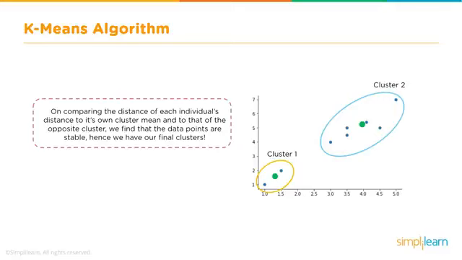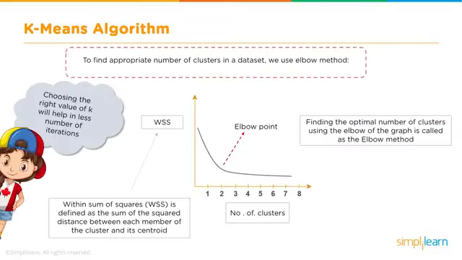Now, if you remember, I brought up a concept earlier on the k-means algorithm. Choosing the right value of k will help in fewer iterations. And to find the appropriate number of clusters in a data set, we use the elbow method. Within sum of squares, WSS, is defined as the sum of the squared distance between each member of the cluster and its centroid. And so what we've done here is we have the number of clusters. As you run the same k-means algorithm over the different numbers of clusters, and you calculate what that centroid looks like, you can actually find the optimal number of clusters using the elbow of the graph, which is called the elbow method.